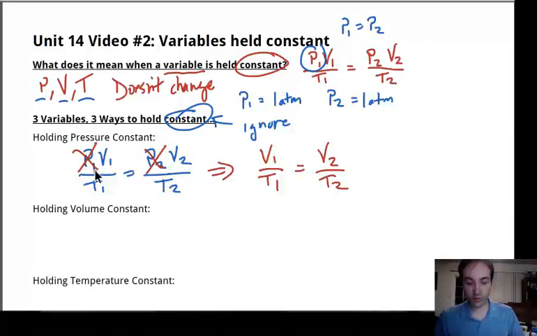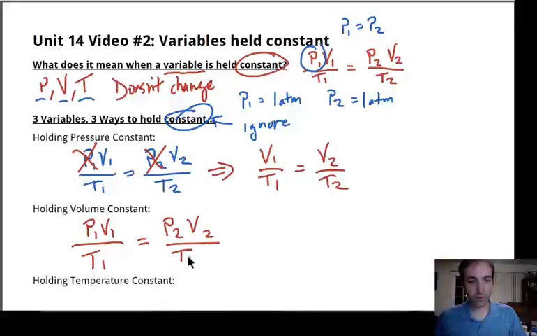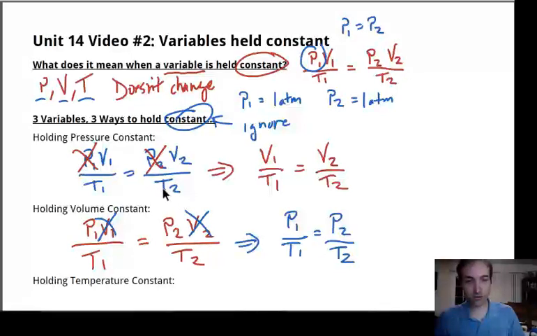Okay, so the same can be said for when volume is being held constant. The equation again is P1 V1 over T1 equals P2 V2 over T2. So if our volume is being held constant, that means volume can be ignored or disappears. And so that means that our new equation becomes P1 over T1 equals P2 over T2. So we just ignore the volume.